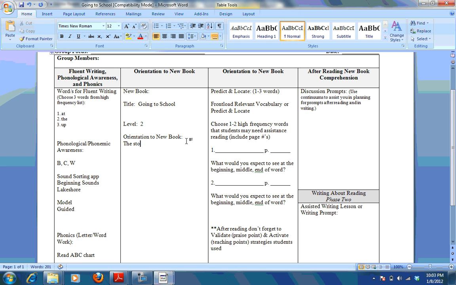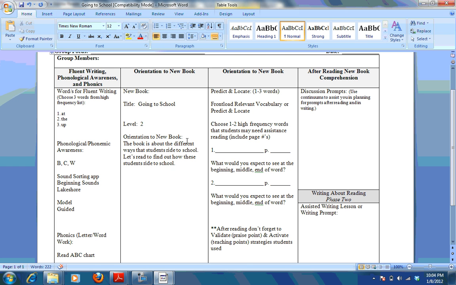This story, or this book, is about the different ways that students ride to school. Let's read to find out how these students ride to school.